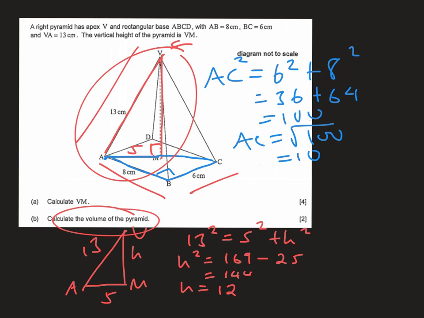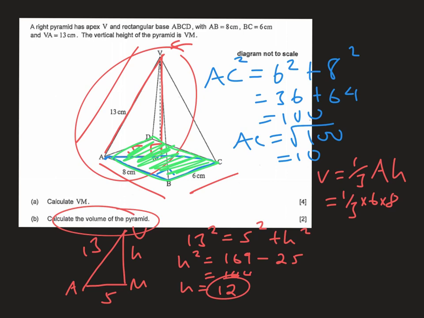From the formula booklet, we can see that the volume of a pyramid equals 1/3 times the area times the height. So that's going to be 1/3 times the area. When they talk about the area, they're talking about the area of the base. So here we're looking at the whole area of this rectangular base, which is therefore just going to be base 6 times height 8 centimeters. So that's going to be 1/3 times 6 times 8 times the height, which we've already found down here. So if you multiply that all out, you should end up with 192 centimeters cubed.